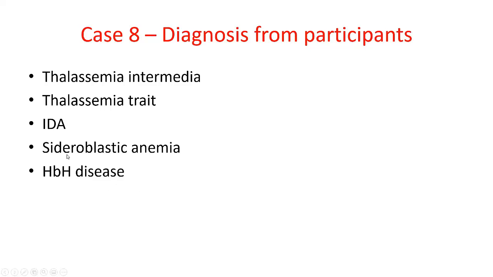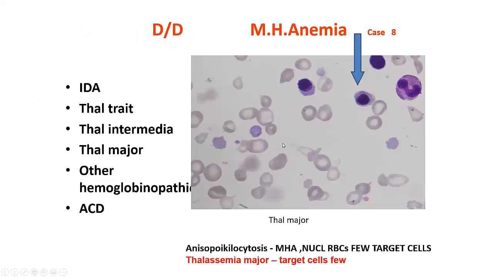And then I was amazed that 4 of you have given the diagnosis of HbH disease, which is a correct diagnosis, but how you have given it on the basis of morphology, it was really surprising. Anyway, this is what the differential diagnosis is. You find here the nucleated RBCs, microcytic hypochromic picture, teardrop cells.